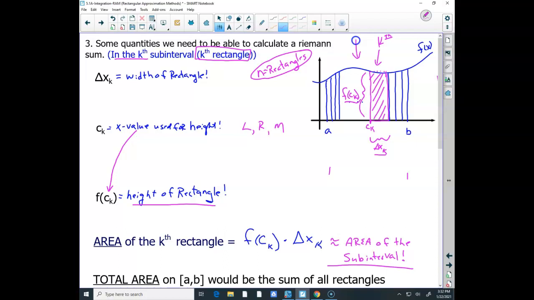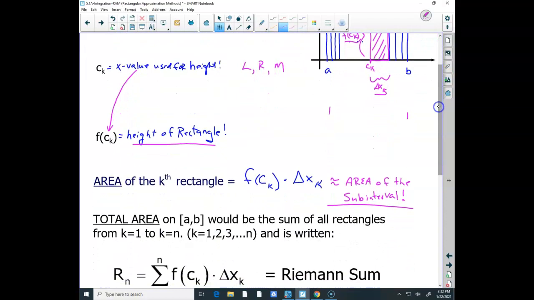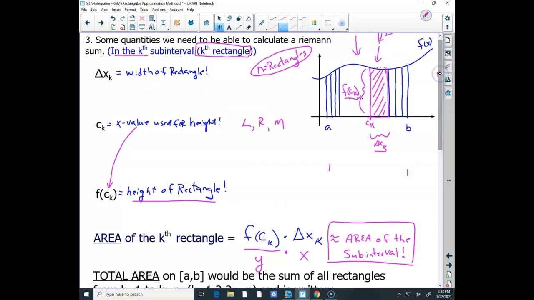In order to find the area of that rectangle, we take the y value, the height of the rectangle, times the x value, which is the width of the rectangle, and that gives us the area of the rectangle. That area approximates the area of the subinterval we are talking about. The more rectangles we pack into our interval from a to b, the better our estimate will become.